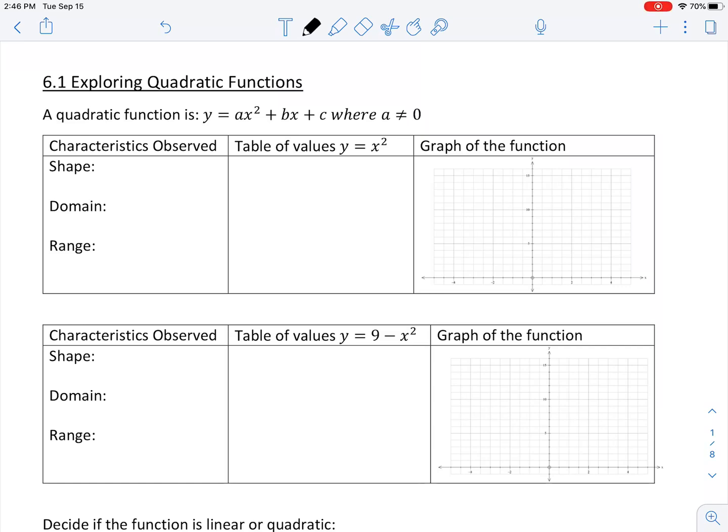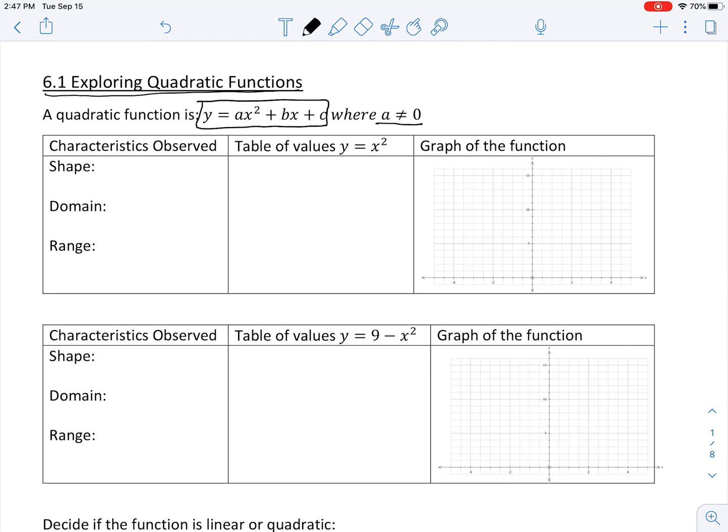All right, our first lesson is on exploring quadratic functions. So this is from chapter 6. And the quadratic function can be defined like this. y equals ax squared plus bx plus c, where a cannot equal 0.